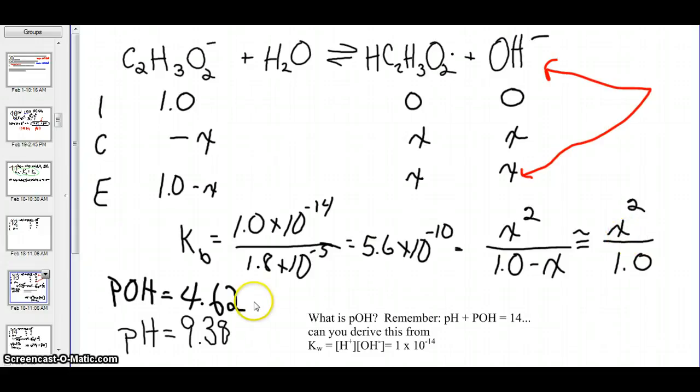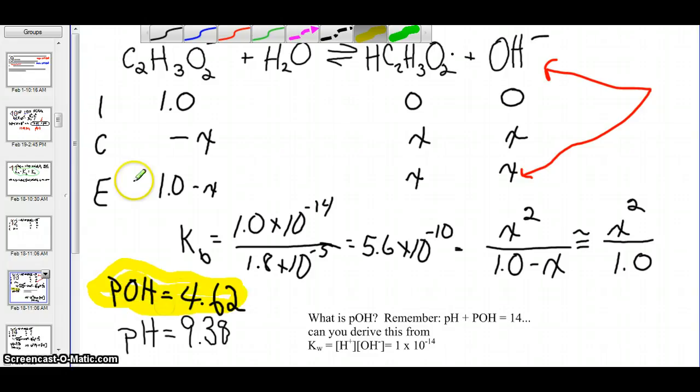So the first thing that you'll be calculating is pOH, not pH. So you've calculated the pOH here, and then you can convert that into pH by subtracting it from 14. Remember, pH plus pOH equals 14.